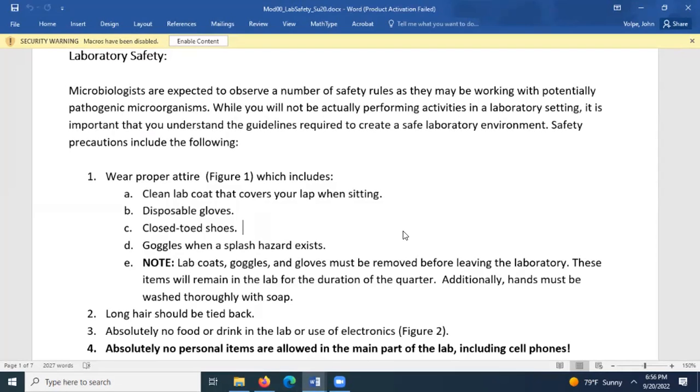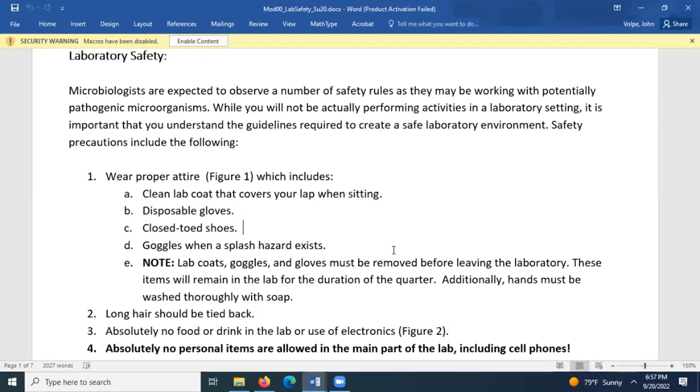Lab coat. Lab coat's one, what else? Gloves. Gloves. And if you're wearing goggles, you put those on after you enter the lab. There are two questions on the worksheet today. One asks, what do you put on before you enter the lab, and the other, what do you put on after you enter the lab? There's only one word different, before and after.